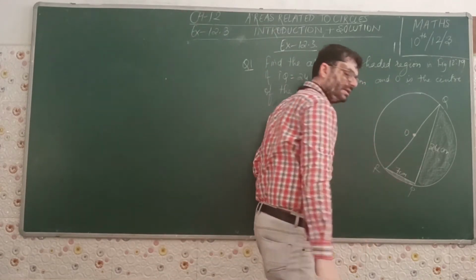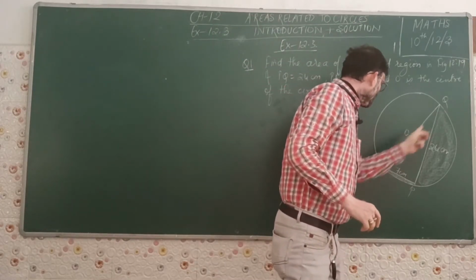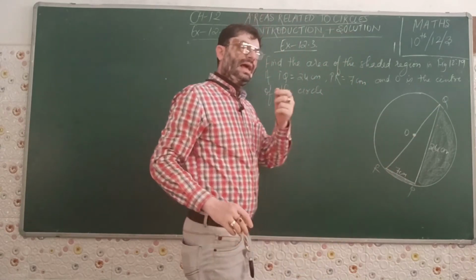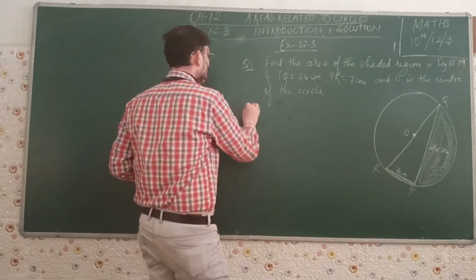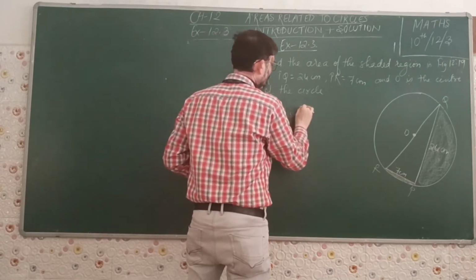and O is the center of the circle. Now if you observe, O is the center of the circle and QR is the line passing through the center, so QR can be considered as the diameter of the circle. So let us first do that: QR is the diameter.